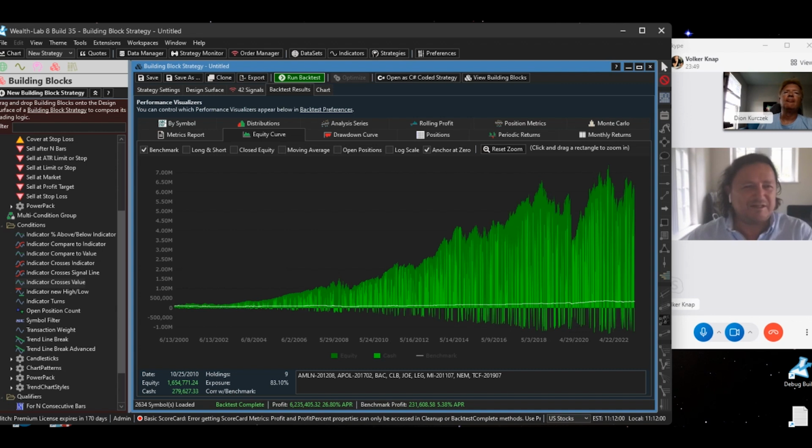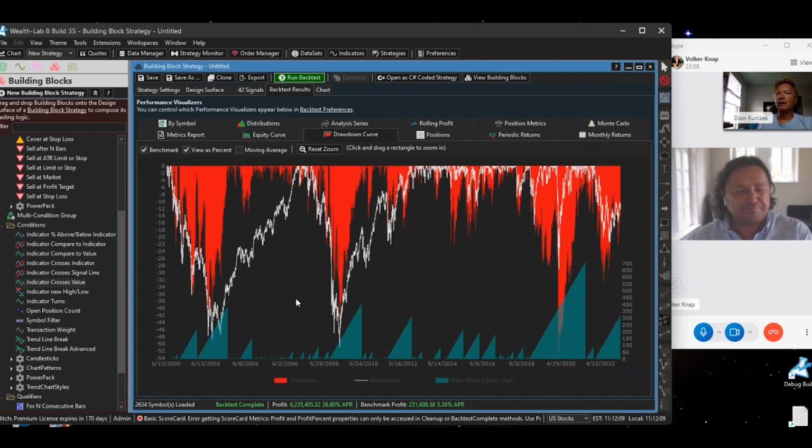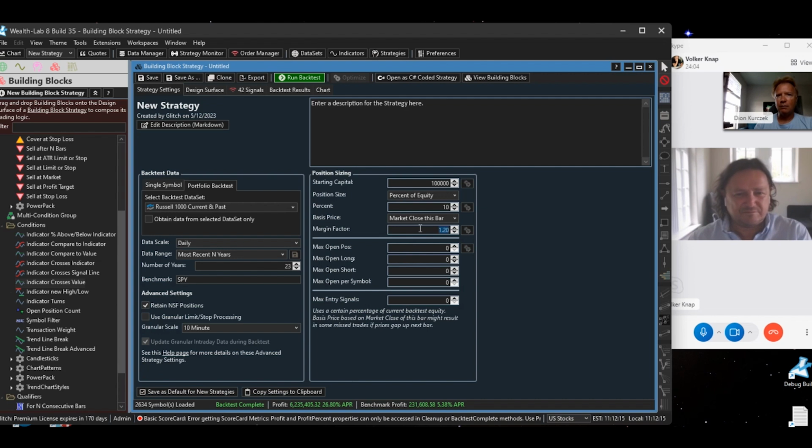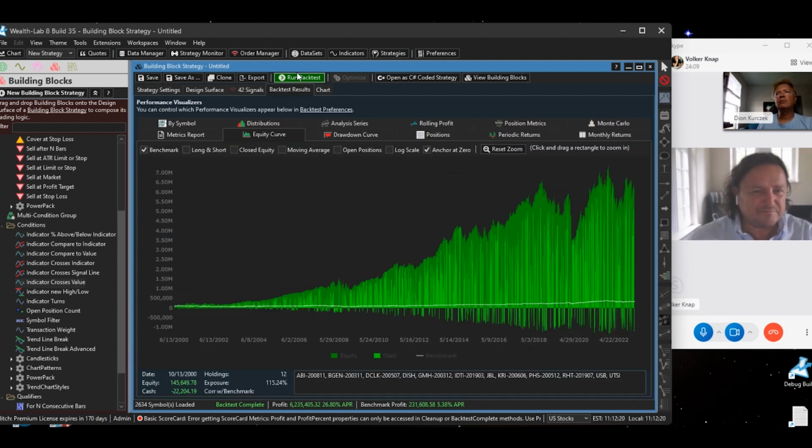Wow, look at that. Well, I mean, we have a kind of a hefty drawdown here though. We're now hitting like 50% drawdown. So maybe we should get rid of this margin first of all. Let's go back to a normal margin and let's run that again.